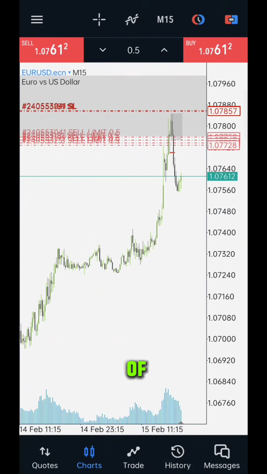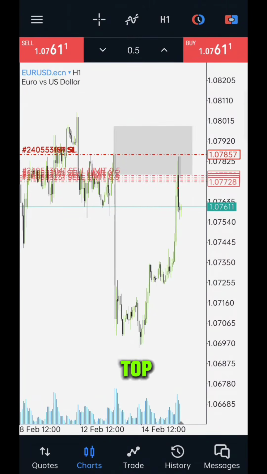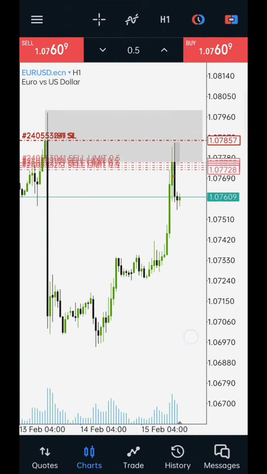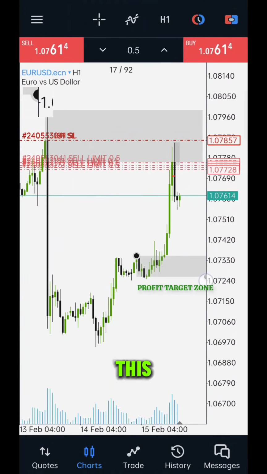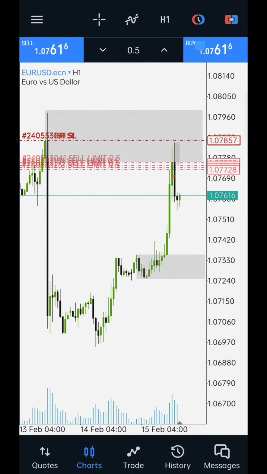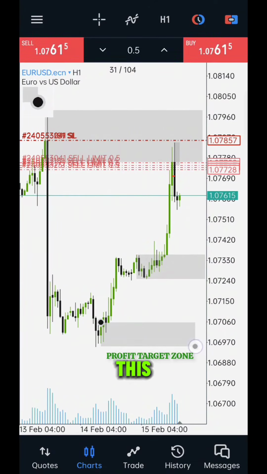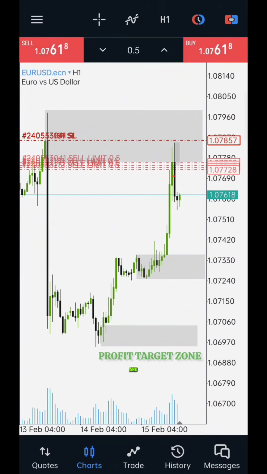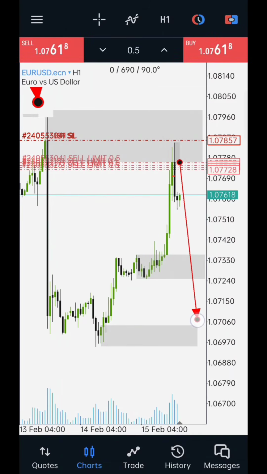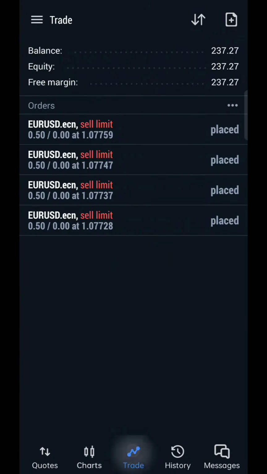And, I set all of my stop loss above the supply zone's top. This is the first profit target area or demand zone. This is the second profit target area. And, price can move from any of these levels. Here are all of my limit orders that have not yet been filled. Let's see what happens next.